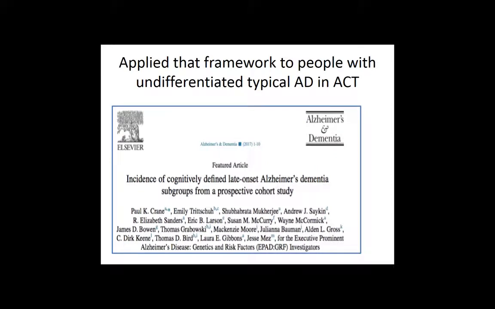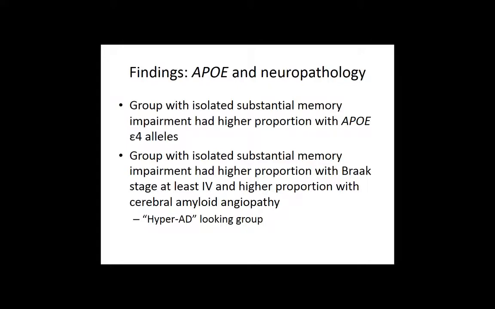So we've applied this framework to people with undifferentiated typical Alzheimer's disease in ACT, with a paper that is out now in Alzheimer's and Dementia. And what we found was that the people with isolated substantial memory impairment had higher proportions with ApoE. And this turns out to be consistent in the literature. I had steadfastly ignored ApoE papers my entire career, and then I had this result. I'm like, wow, I better read these. And it's commonly found that among people with Alzheimer's disease, those with ApoE4 have more memory problems than people who don't have ApoE4; their memory impairment is more substantial.